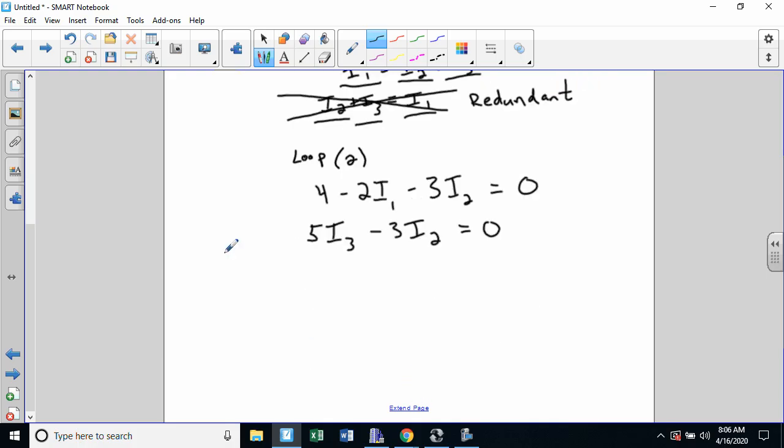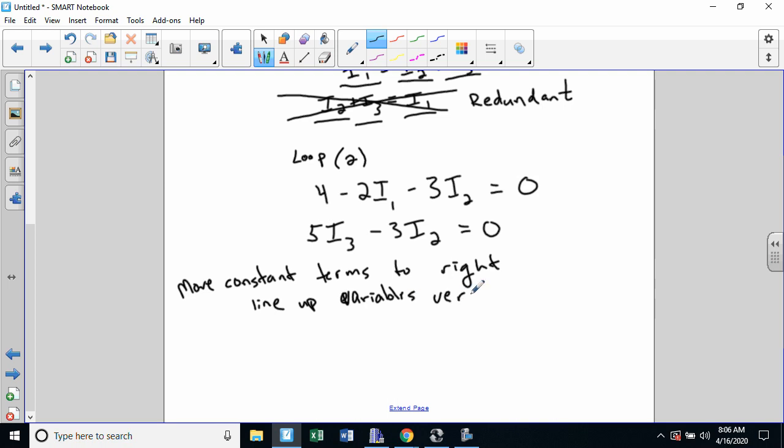So now I have a system of equations. What I'm going to do next is very simple. Move constant terms to the right side, and then line up variables vertically. Very simple. Move any constant terms to the right side and line up variables vertically.